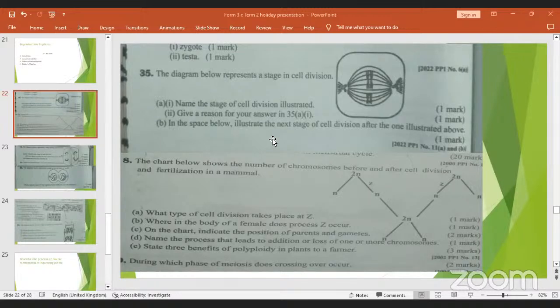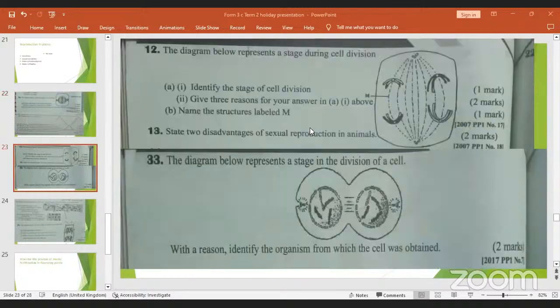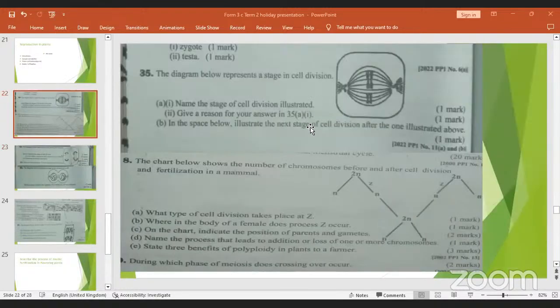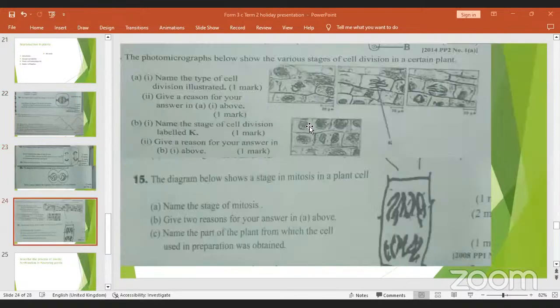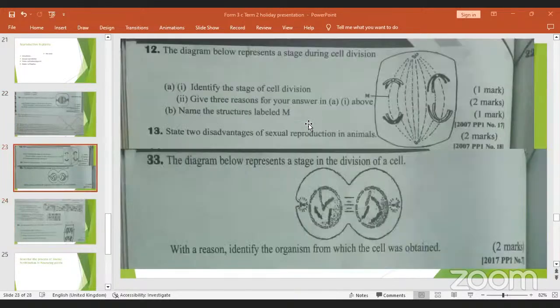Now, which one do we do next? Number 12. Who can do for us number 12? It is now a stage after what we have just learned. Number 12. Somebody to read for us. Who is that?